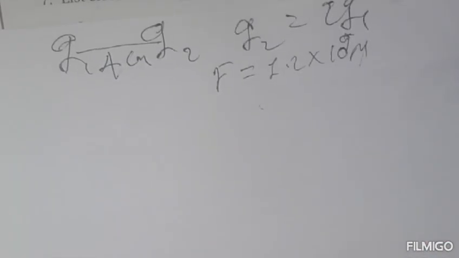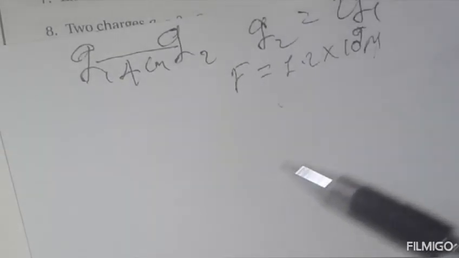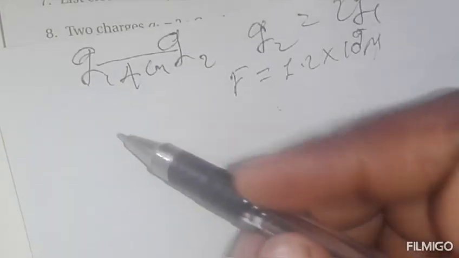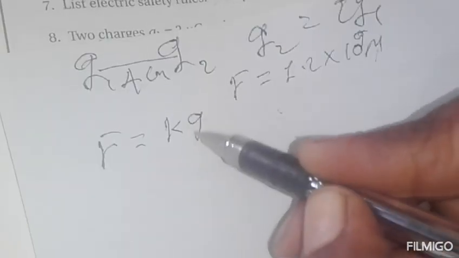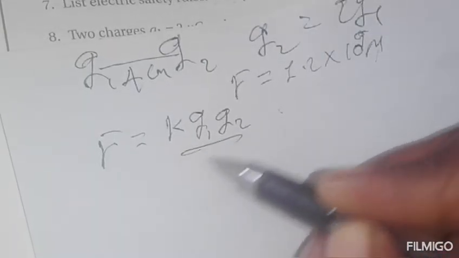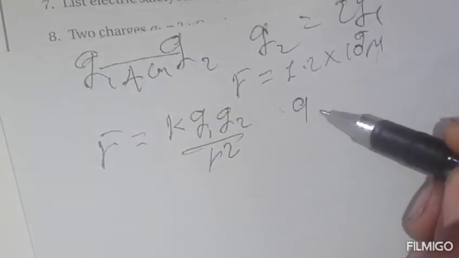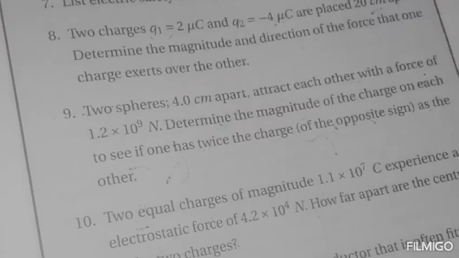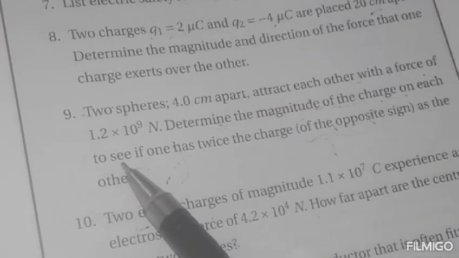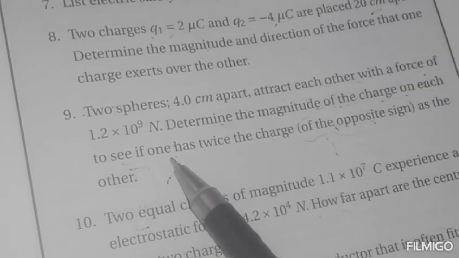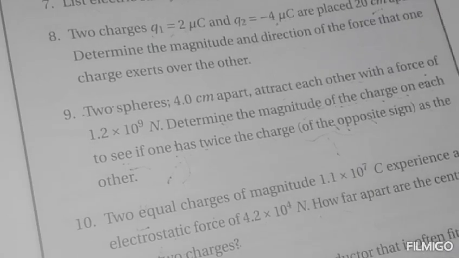So then what is the amount of the charge? To find the amount of charge, you have to use Coulomb's law. Force is equal to Coulomb's constant K times the product of charge 1 and charge 2 over the separation distance r square. The question says to determine the magnitude of the charge on each, where one has twice the charge of the other with the opposite sign.